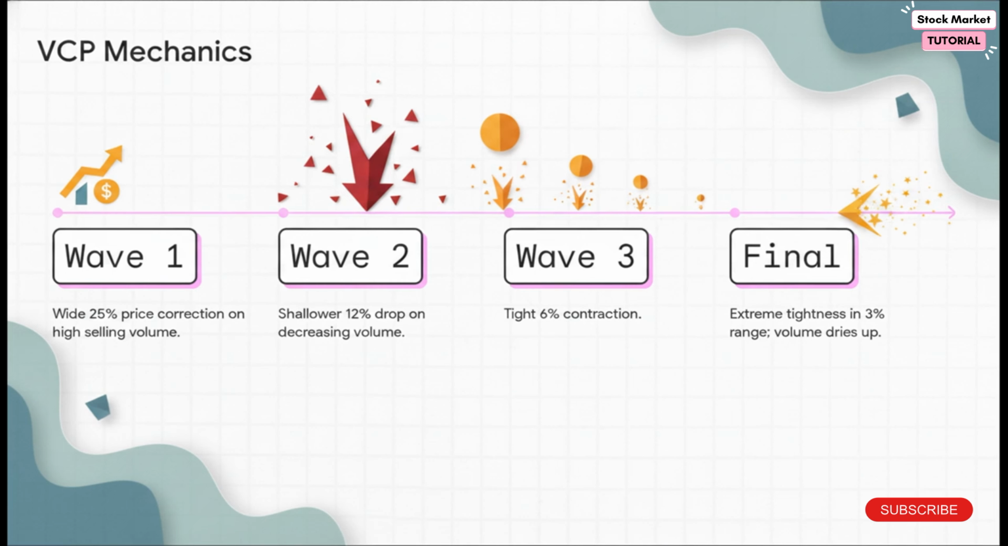The next is 6%. By the final contraction on the far right, the price is moving in a microscopic 3% range and volume has dried up entirely. This is supply exhaustion. There are literally zero liquid sellers left. When that overhead supply vanishes, even a tiny institutional buy order acts like a spark to gasoline.